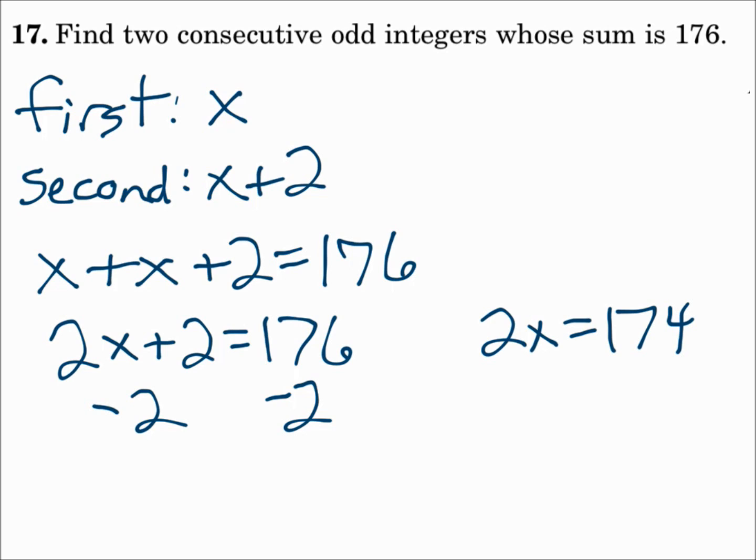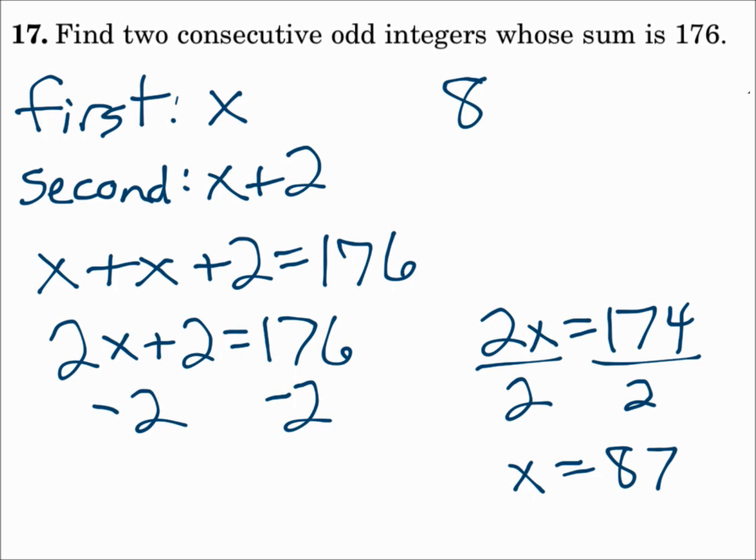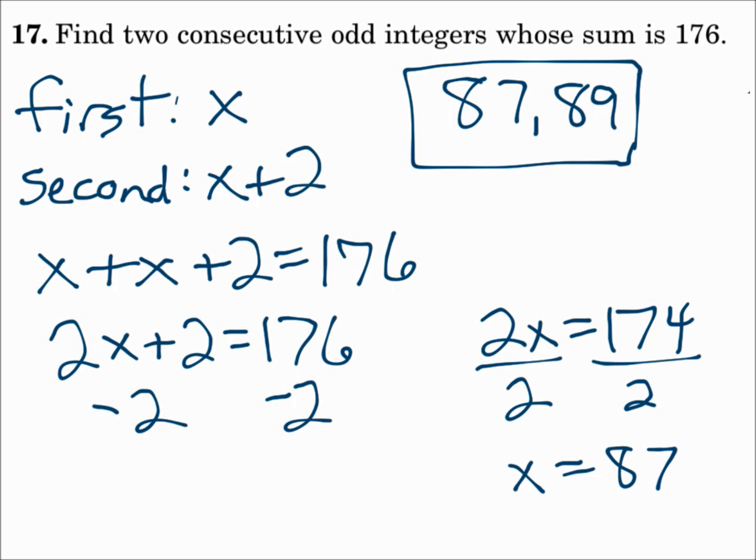Now multiply or divide. That's a 2 times x, so do the opposite and divide by 2. 2's cancel on the left, leaving x, and 174 divided by 2 is 87. So the first number is 87. They're odd, so the next one would be 89. Remember, when they're consecutive odd integers, add 2 to get the second one.